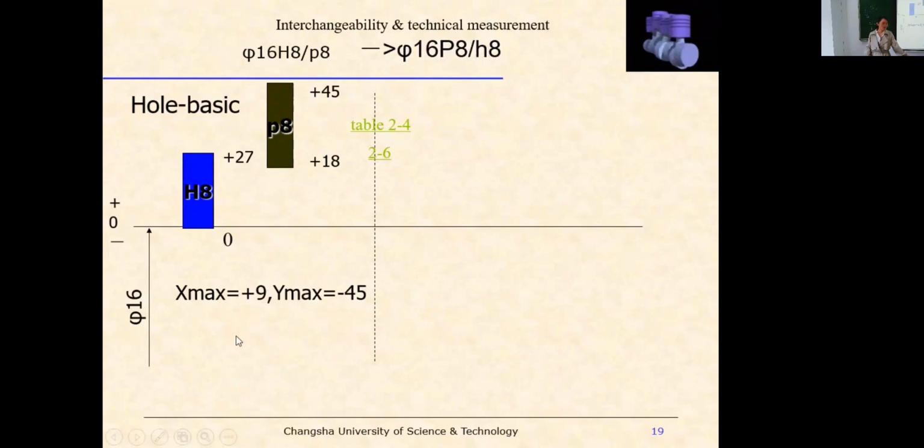And this is when you calculate the maximum is plus. This plus is interference, and this is clearance. This is interference, right? So this is a transition fit. And for the shaft, they are the same.